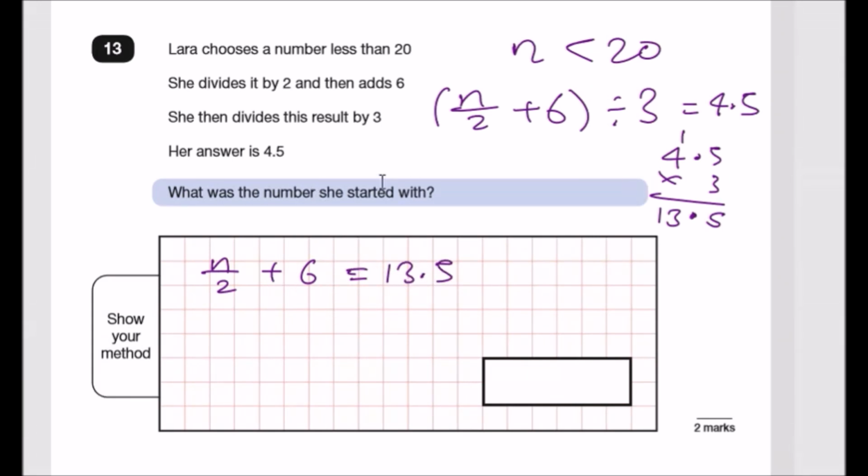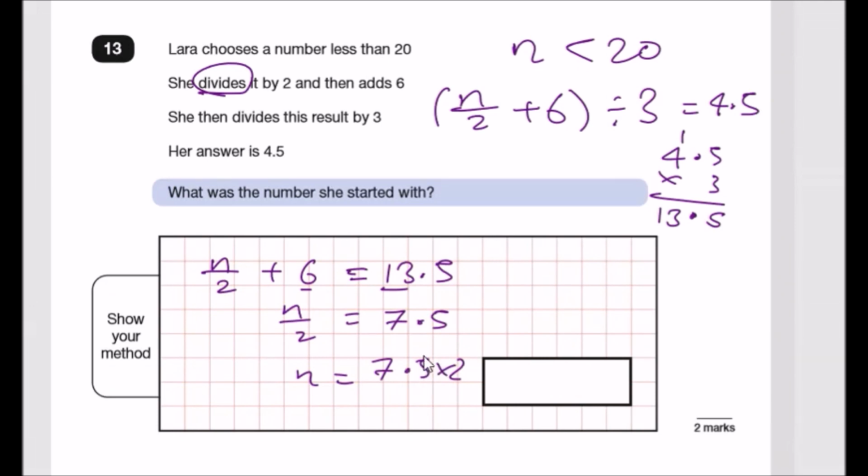So we subtract 6 from this number, so n over 2. 13 take away 6, so you do whole number from whole number. 13 take away 6 will give us 7, so 7.5. And now we multiply this value by 2. Because we're dividing by 2, we can do the reverse. So n equals 7.5 times 2. And what is that? Just double the number.